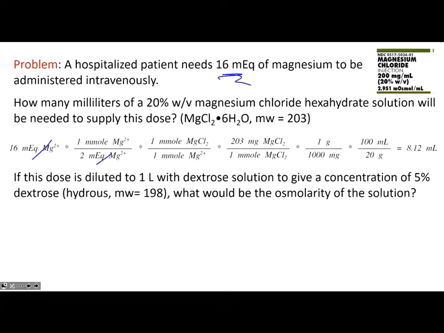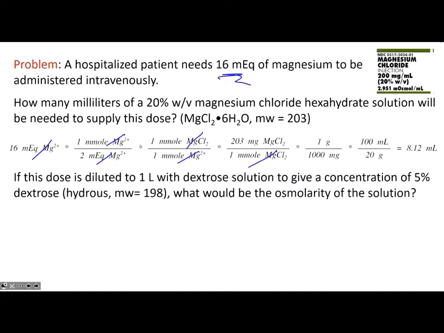I next need to convert to the number of molecules of magnesium chloride. So I have to look at the molecule. MgCl2 has 1 magnesium for every 1 MgCl2. So it's a 1-to-1. So now when I multiply like this, I can convert from my millimoles of magnesium to just millimoles of magnesium chloride. Now I'm going to convert that to the weight of my product. And remember, the weight of my product is magnesium chloride hexahydrate, so I have to use the molecular weight for that. If I multiply by 203 milligrams of magnesium chloride hexahydrate per millimole, then that cancels out my millimoles, and I'm now in the weight of the magnesium chloride.